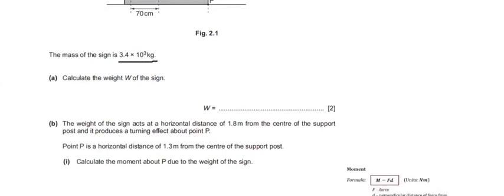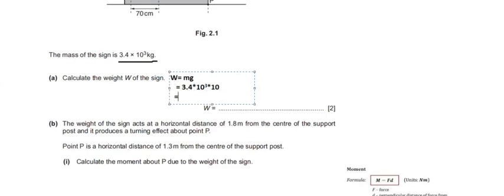So we need to find out the weight, and weight is nothing but the gravitational force which is acting on the object. So that is nothing but mass into gravitational acceleration. So here we can write 3.4 into 10 raised to 3, that is nothing but the mass of the object, multiplied by the acceleration due to gravity. The rough value is nothing but 10.